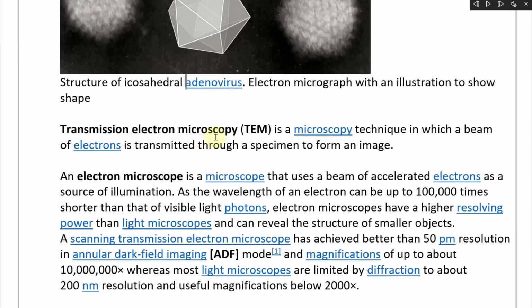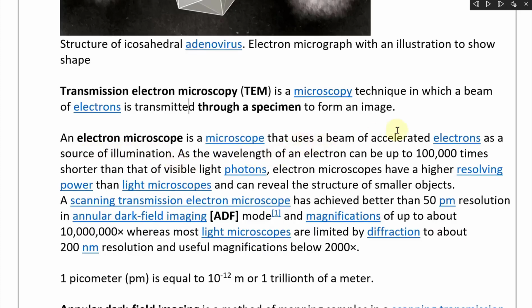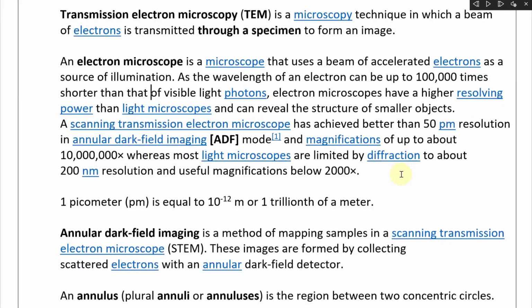So anyways, transmission electron microscopy, TEM, is a microscopy technique in which a beam of electrons is transmitted through a specimen to form an image. An electron microscope is a microscope that uses a beam of accelerated electrons as a source of illumination. As the wavelength of an electron can be up to 100,000 times shorter than that of visible light photons, electron microscopes have a higher resolving power than light microscopes and can reveal the structure of smaller objects.